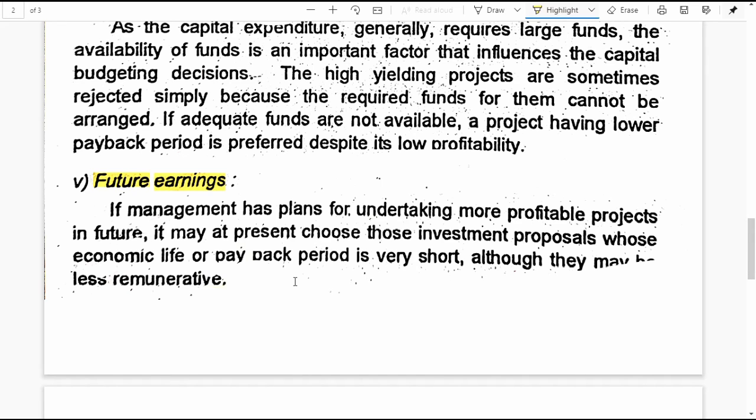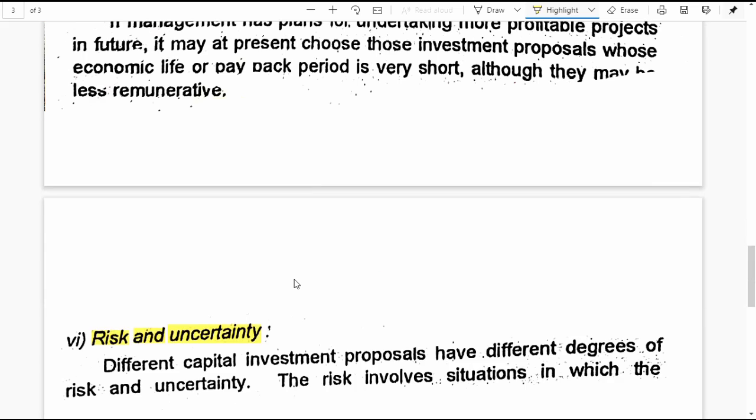And the fifth point of influence on capital investment decision is future earnings. If management of a concern has plans for undertaking more profitable projects in the future, keeping that in mind, it can opt for a few projects to be done at present, though they are less profitable, looking for the shorter payback period. Such projects could be done during the time available before taking up the larger projects which are more and more profitable, that will guarantee the future profitability of the organization. And that's the idea behind the fifth point.